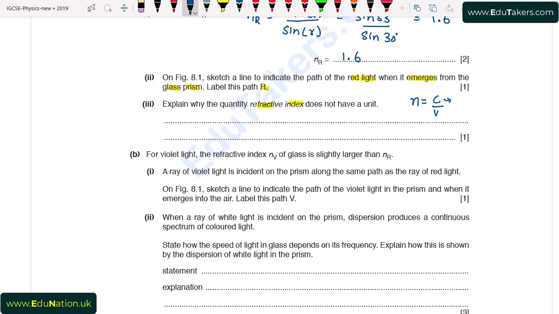So the refractive index is the ratio of speed of light in vacuum to the speed of light in any medium. And we know that the unit of speed is meter per second, and it is also meter per second. So both of these cancel each other. That's why the refractive index does not have any unit. So I write here, it is the ratio of two identical quantities.